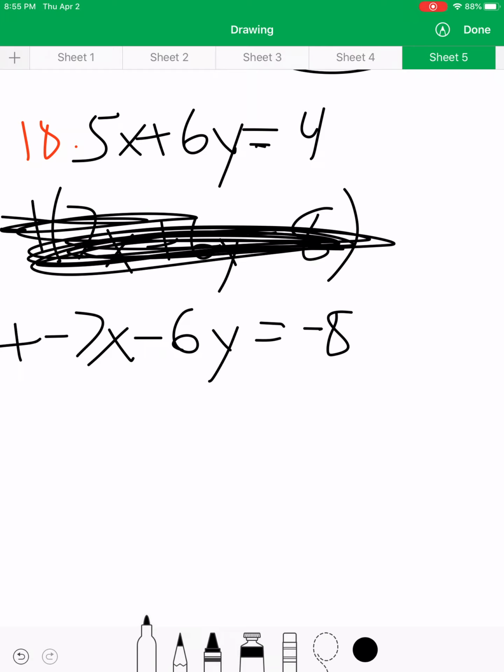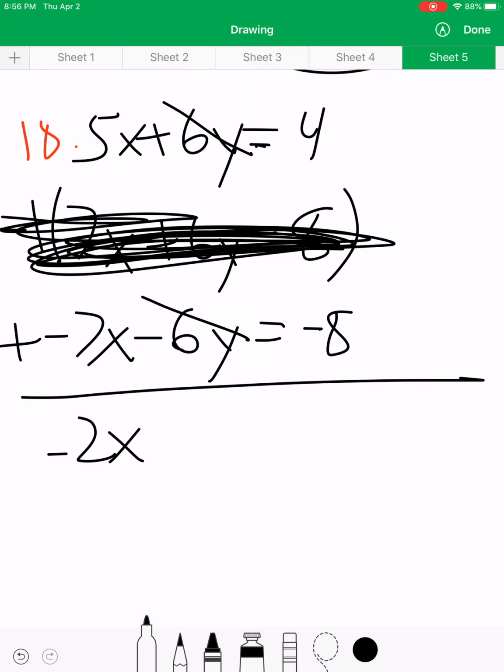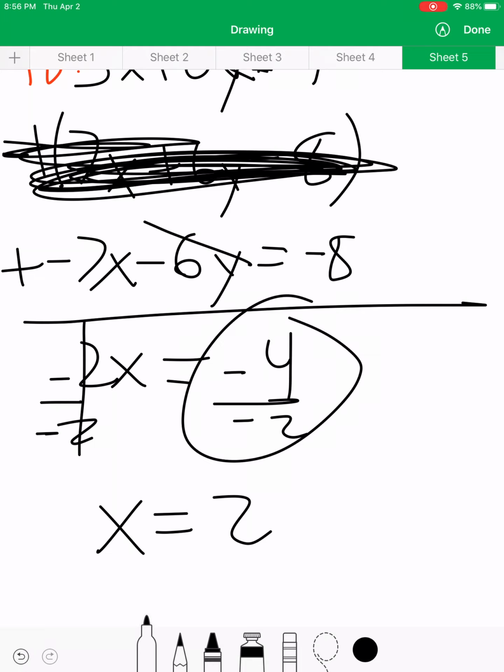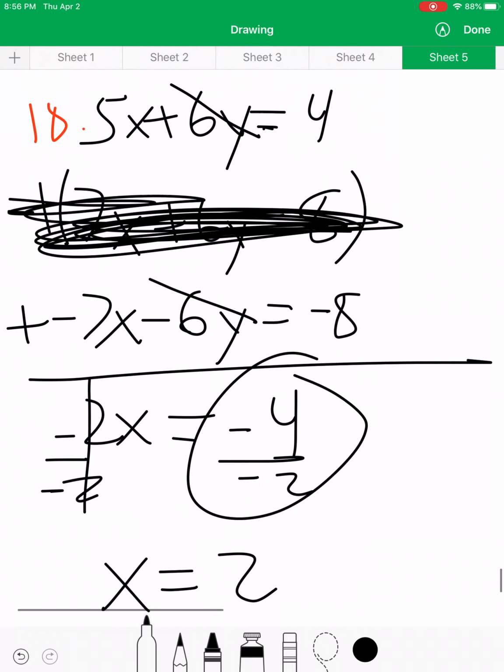All right, you're adding these equations together. 5x plus negative 7x gives me negative 2x. 6y plus negative 6y goes away. 4 plus negative 8 equals negative 4. Take the sign of the larger integer. That's why it's negative. Divide by negative 2, divide by negative 2. Whenever I have a negative divided by a negative, I get a positive answer because I have two negatives, an even amount of negatives, therefore a positive answer. So x is 2.